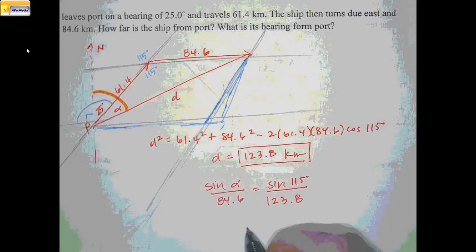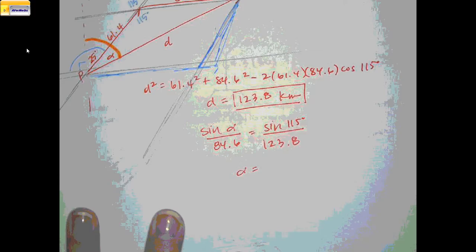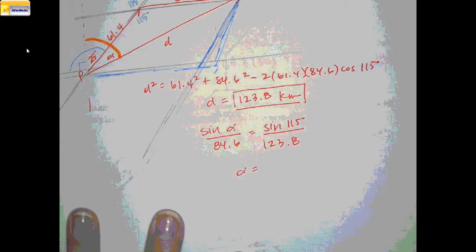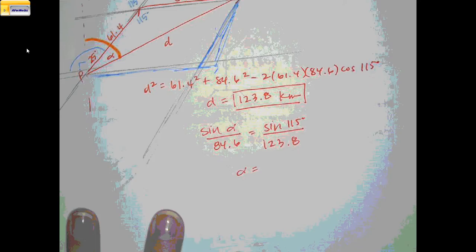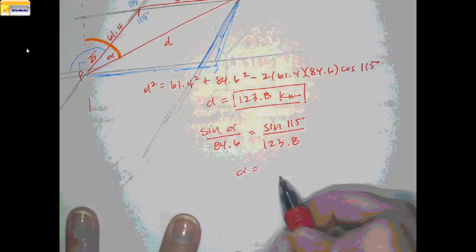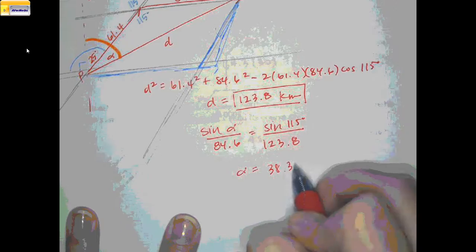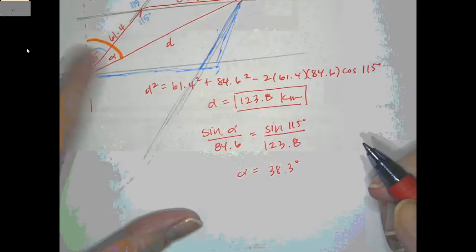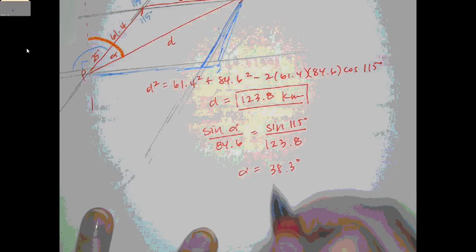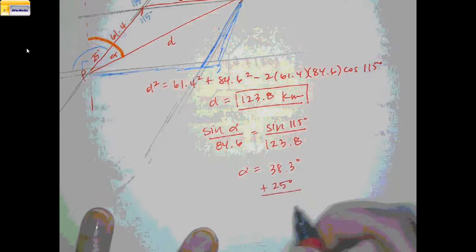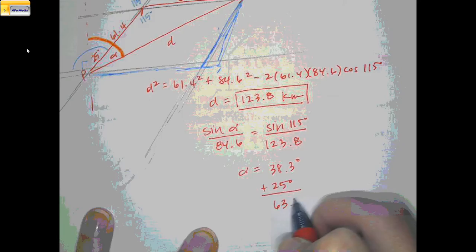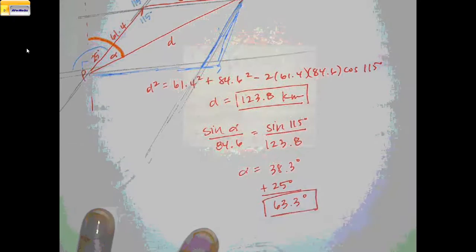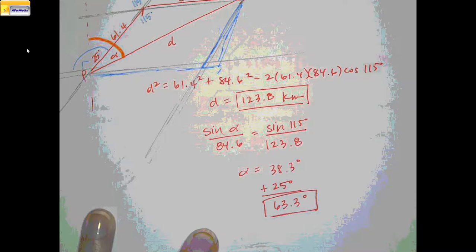And multiply both sides by 84.6. Don't forget to do arc sine. Anybody? Yep, 38.3 degrees. Are we finished? No, what do we do? How do I get that whole orange piece? Add the 25. In total, we get 63.3 degrees. And that's the bearing now. Questions?